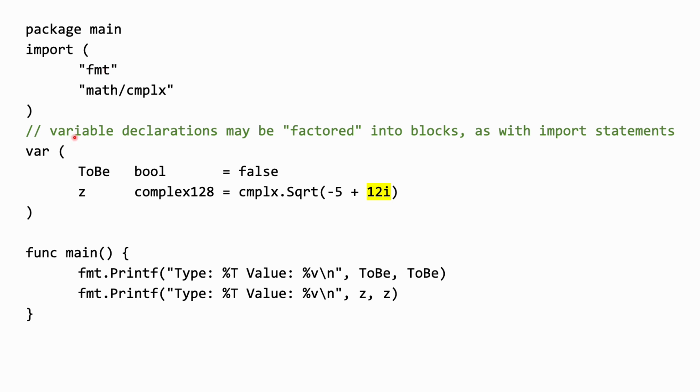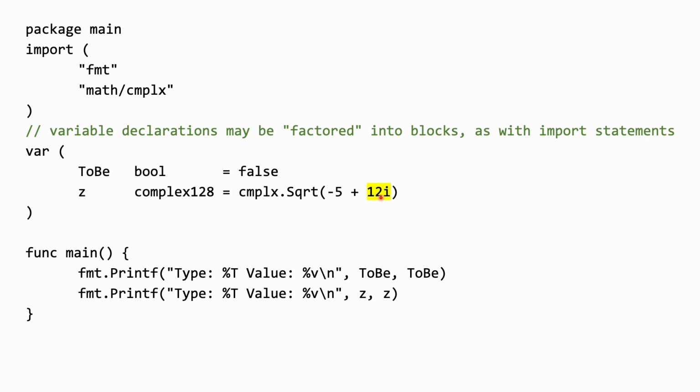Using a factored var statement, this program declares 2 variables at the package level. The first one is a bool variable named ToBe and initialized with the value false. The second variable is a variable z of type complex128. The value of z is initialized to the square root of the complex number equal to -5 + 12i.